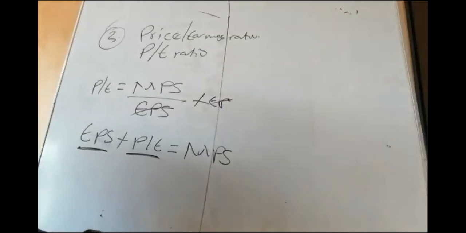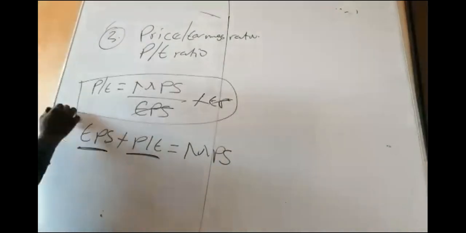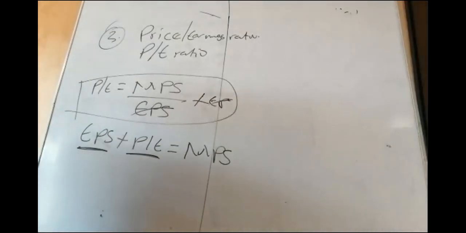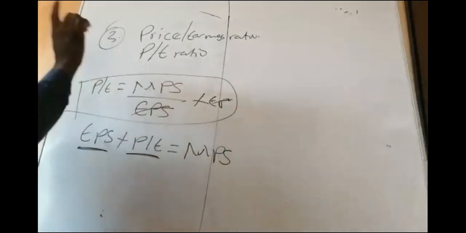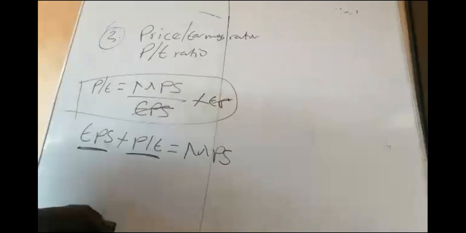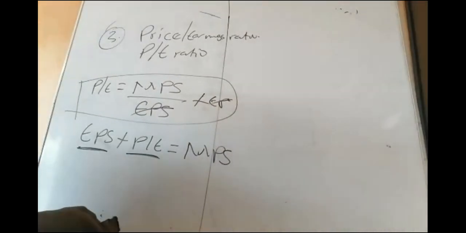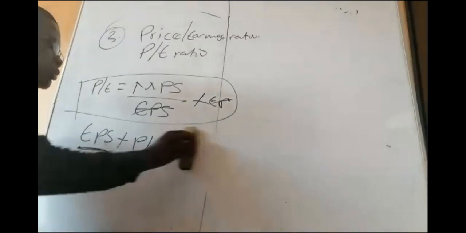That's all. You don't need to prove to the examiner how you arrive at this formula. All we are interested in is that you quote the market price per share is nothing but the earnings per share times the PE ratio. How we arrive at it is not part of the question. It's not part of the examination. Good. So take note.